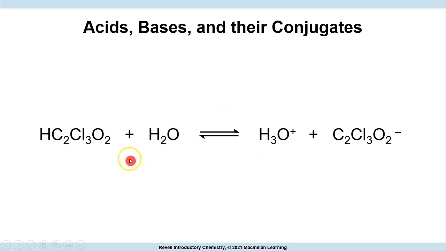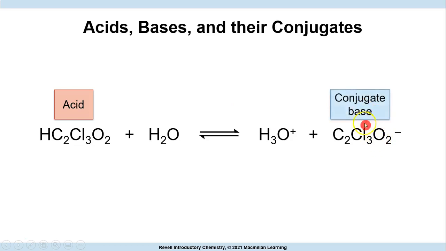Now let's look at this other reaction. So we have to bring out the acid base conjugate here in this reaction. Here is the reaction of trichloroacetic acid with water to form hydronium ion and the trichloroacetate ion. So here the trichloroacetic acid is the acid and this is the conjugate base, because the acid and the conjugate base differ only by the absence of the proton in the conjugate base.